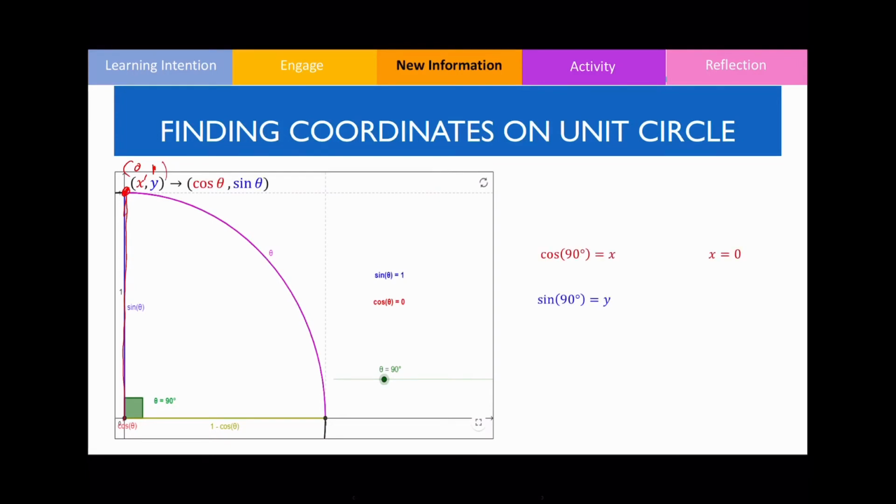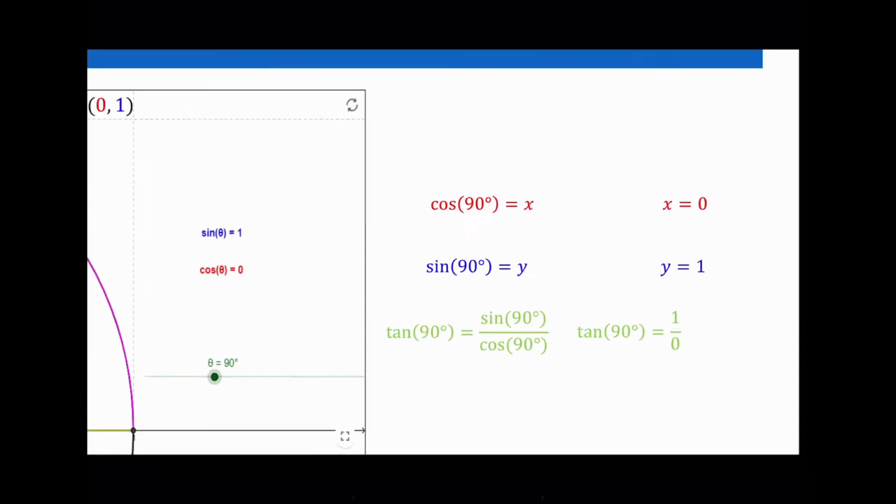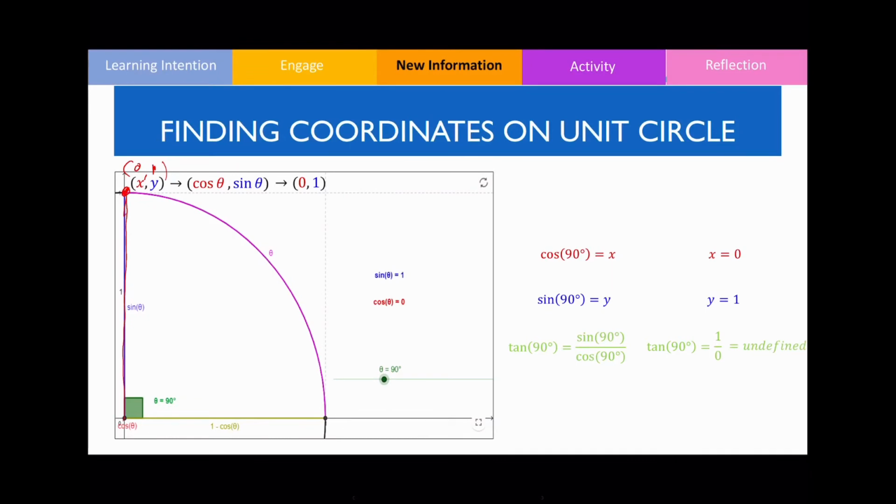Okay, but obviously you can use trigonometry and use the calculator to do this. We know that x is equal to the cos of the angle. Find out what cos 90 is. That's going to give you 0. Find out what sine 90 is. That will give you 1. So therefore, that's going to be the coordinate. And you can do the same thing to find out the tangent as well.